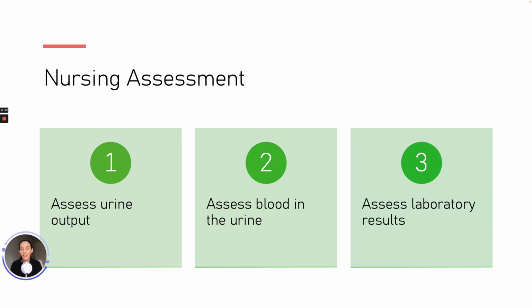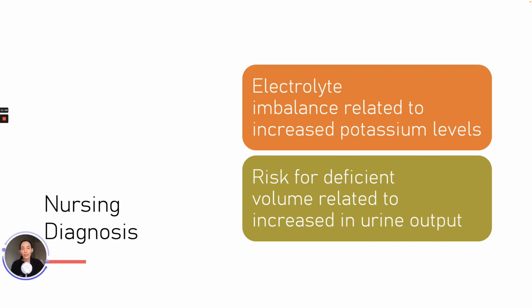All right, nursing assessment. So we will assess urine output, which varies from a small amount to a normal volume. We can assess blood in the urine. Hematuria may be present in patients with acute renal failure, and assess laboratory results. Nursing diagnoses, these are just some examples. So electrolyte imbalance related to increased potassium levels, or risk for deficient volume related to increase in urine output.